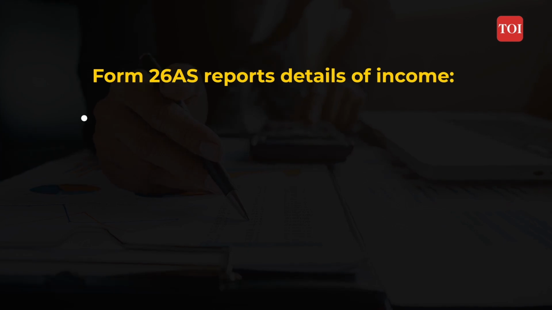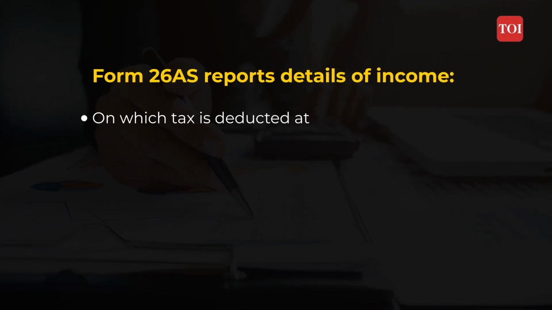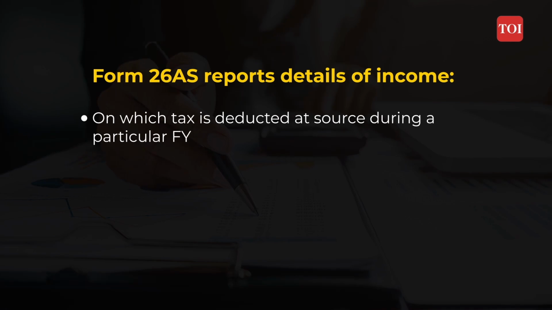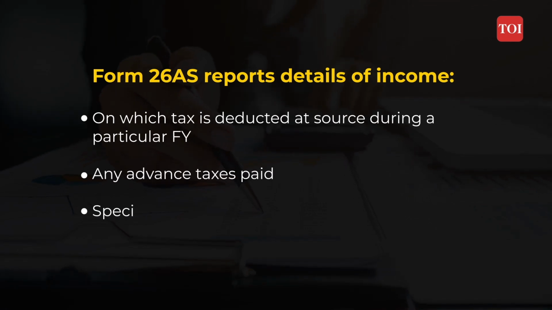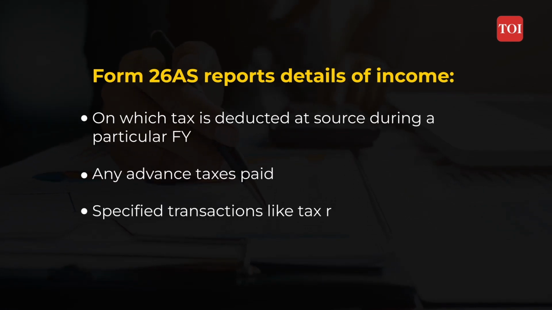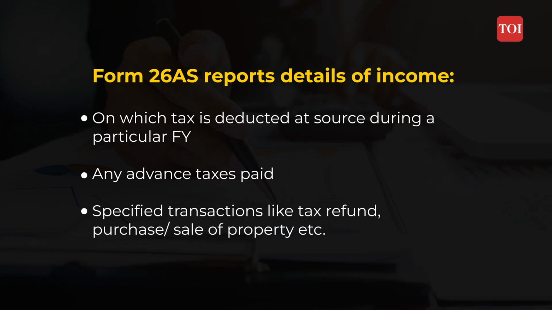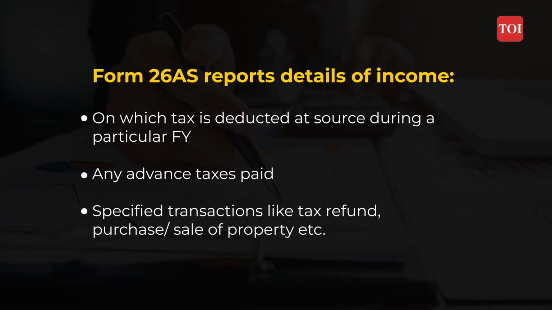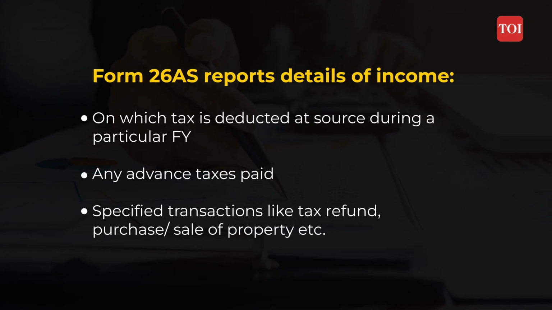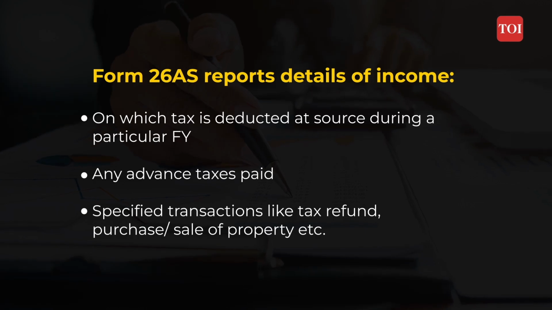Then there is a Form 26AS, and largely between this AIS and 26AS, you will find certain overlaps on what is reported there. But 26AS also will have details like your advance taxes paid during the year, specified transactions. If you've got a tax refund of any particular past year and you have an interest on your tax refund, 26AS will report that as well. Any purchase or sale of property, largely 26AS will also report most of the similar data.